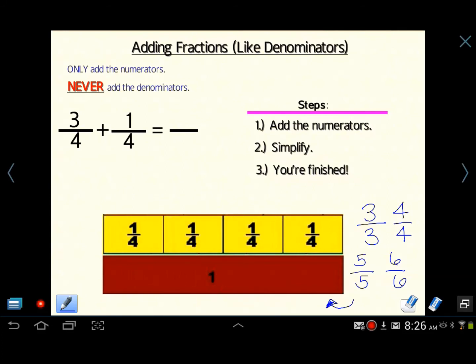Put 8/8 together, it should equal exactly the same length as 1/2. Put 5ths together, 5/5, it should equal exactly the same length as 1/2. So there's your modeling. Like I said again, make sure you're able to model this.